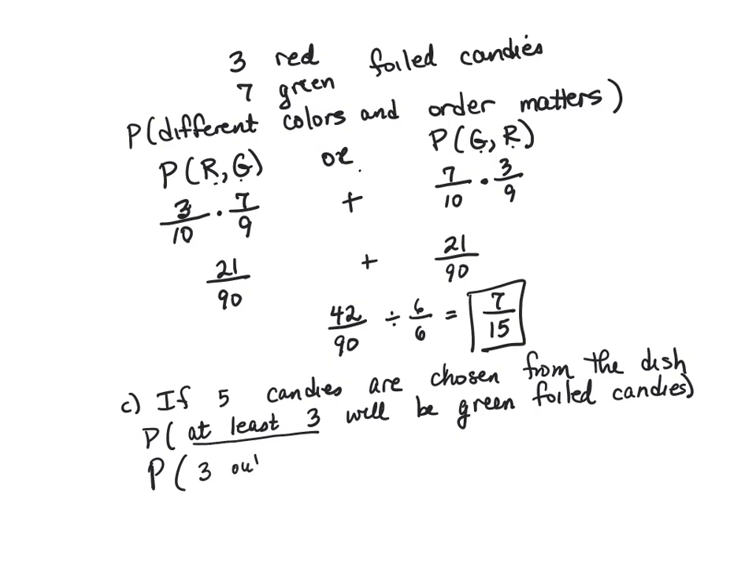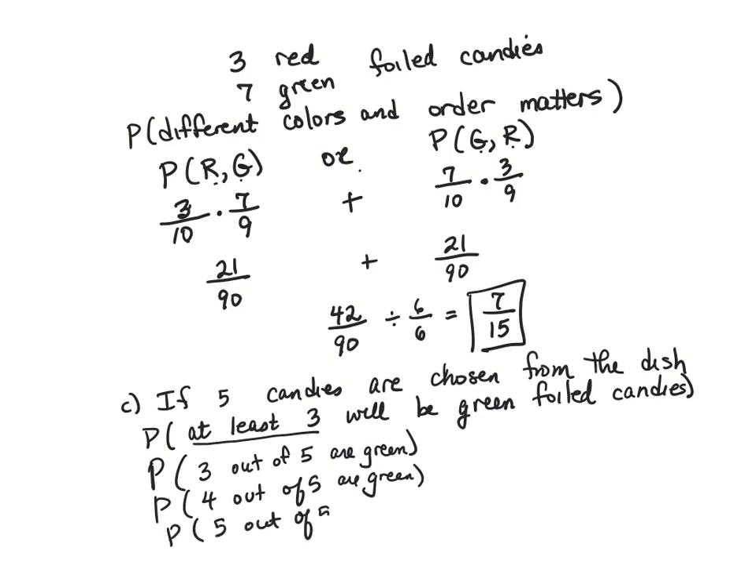out of the 5 are green foiled, the probability that 4 out of the 5 are green foiled, or the probability that all of them are green foiled. And because any one of these is possible, we add these probabilities.